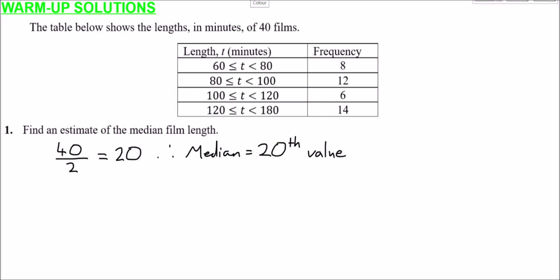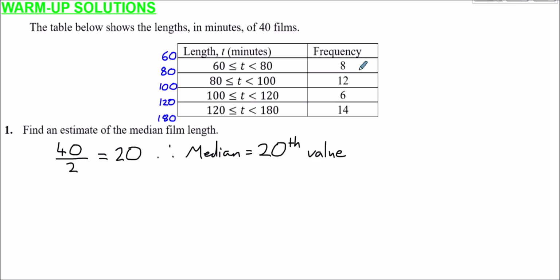So now what we need to do is add in the boundaries on these class intervals and also do a cumulative frequency running total. And so this boundary here from 60 to 80, the lower bound is 60. The upper bound is 80, which is also the lower bound of the next interval. Then we have 100, 120, and the final one here, the upper bound, is 180.